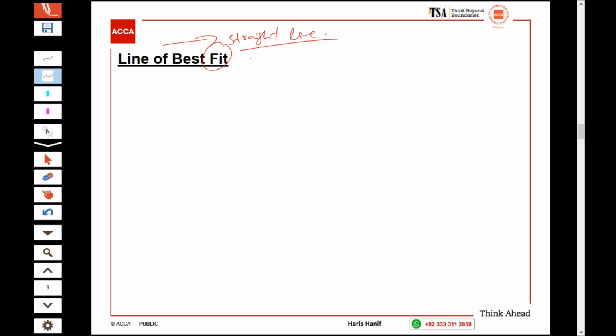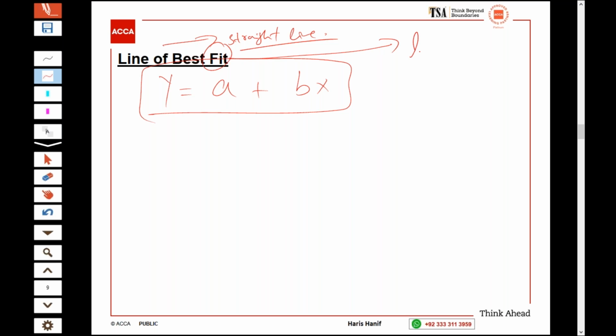This is a straight line which is best fit, and there is an equation, that is y is equal to a plus bx. There's a line which is a plus bx, and this straight line of best fit is the linear regression analysis.